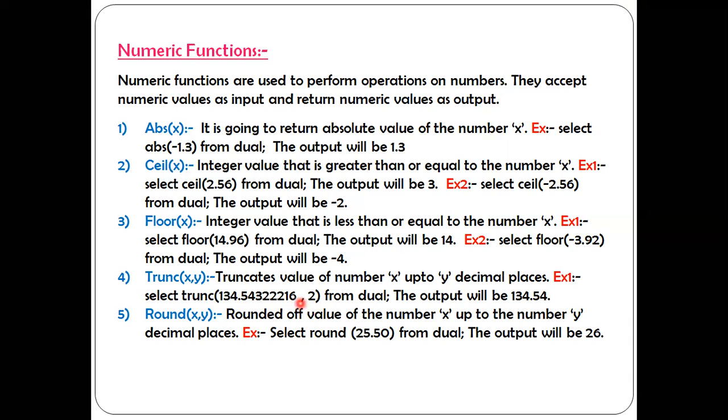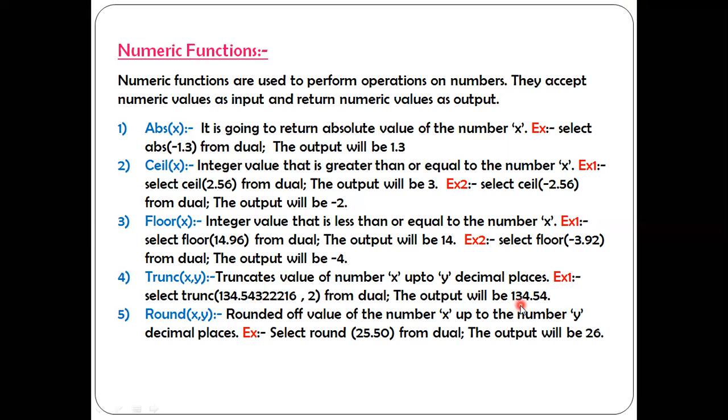If I use 1 here, it is going to consider only 5. If I use comma 0 here, it is going to consider only 134. It is going to discard the fractional part. So select trunc 134.54322216, comma 2. From which table? Dual table. Dual is a dummy table which has a single row and single column.